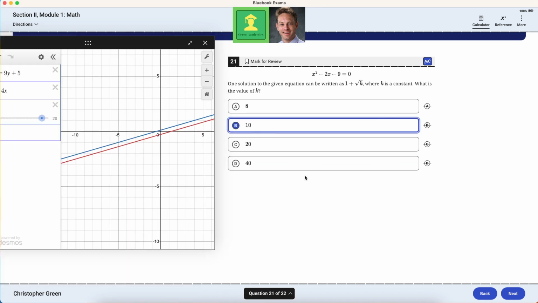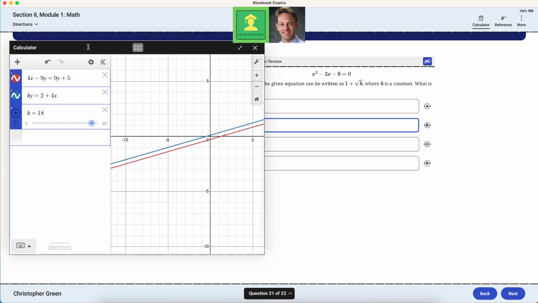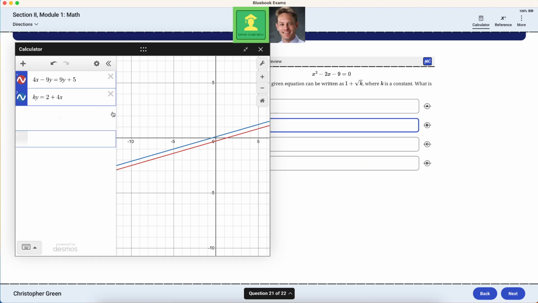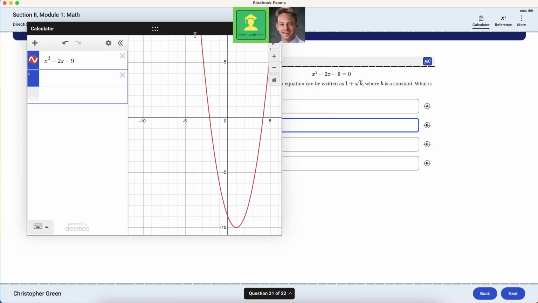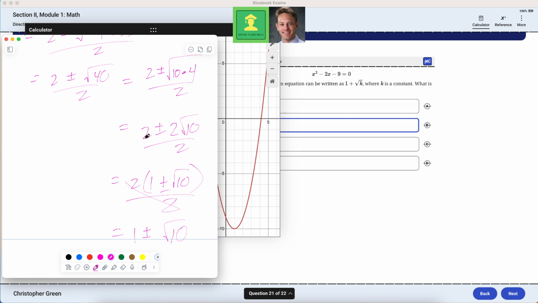Now, if you didn't know that, suppose you go all the way back to actually graphing the function, x squared minus 2x minus 9, and you can get it to show you a 0. Now, of course, this 0 is not really applicable because 1 plus root k could never be a negative number. So it's effectively this one that you're dealing with, 4.162. So I'm just going to call it 4.162.